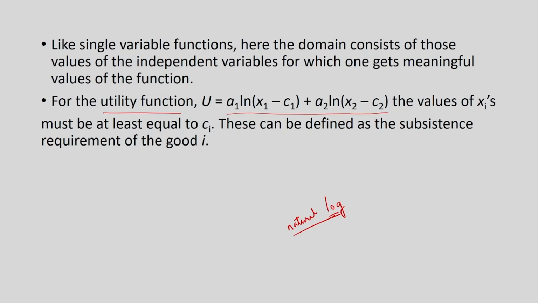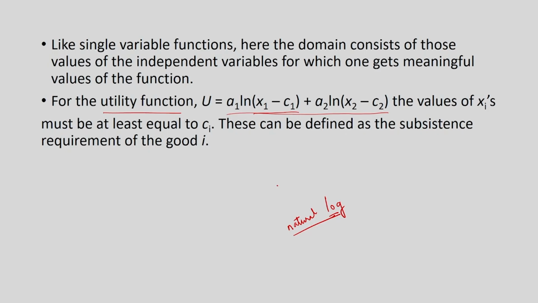So, in this case you have a1 log of (x1 minus c1) plus a2 multiplied by log of (x2 minus c2). The values of xi must be at least equal to ci, because only if ci is less than xi does the value inside become positive, right. At the most ci can be equal to xi, which will give us a 0 value. Log of 0 is also somewhat problematic, but obviously ci cannot be more than xi. So therefore, this function is defined only if xi is greater than ci, or at the minimum xi can be equal to ci.